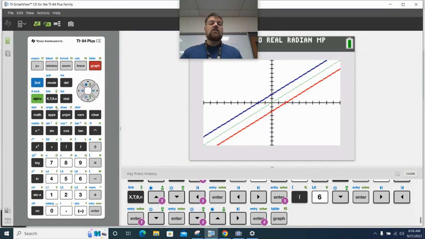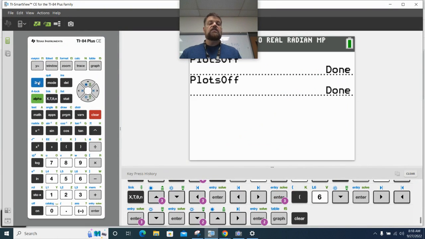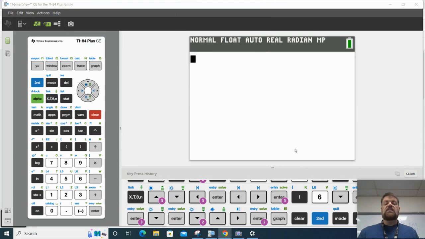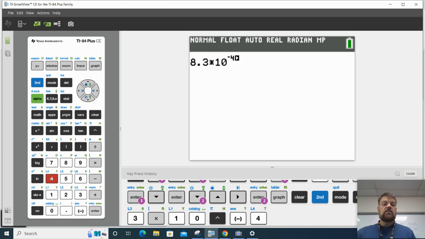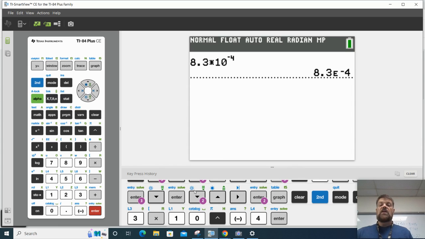So if I take my calculator and I hit clear, go to second quit, then hit clear. Let me move my face. That last one was 83, so it's 8.3 times 10 raised to the -4, correct? Is that right? Okay. And so this is how you could double check it.